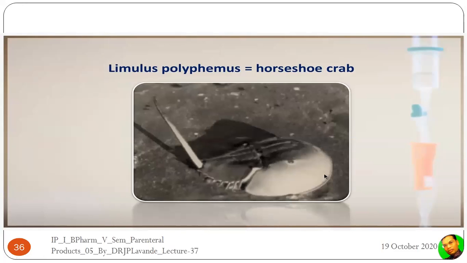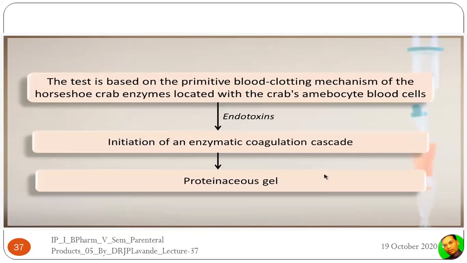The lysate of Limulus polyphemus is collected, and the test is based on the primitive blood clotting mechanism of the horseshoe crab, with enzymes located in the crab's amoebocyte blood cells. The amoebocytes contain enzymes, and when this blood is contaminated with endotoxin, the pyrogen, it initiates an enzymatic coagulation cascade, which leads to the formation of a proteinaceous gel.